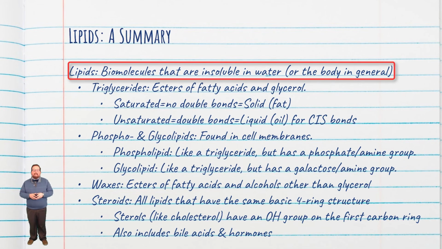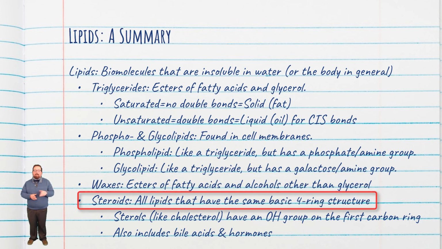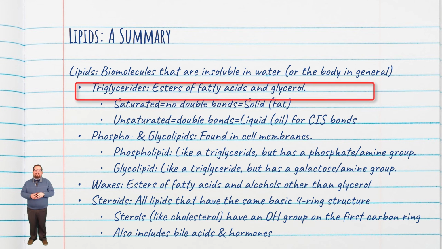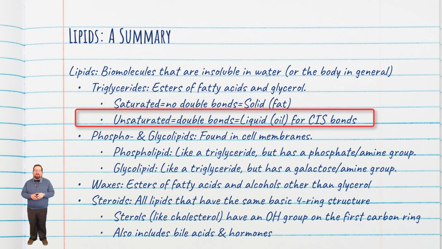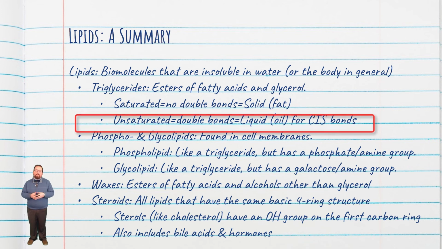So, to sum it all up, lipids are all of the biomolecules that are not soluble in water. These include triglycerides, phospho and glycolipids, waxes, and steroids. Triglycerides are esters of fatty acids and glycerol. If they're saturated, they have no double bonds and exist as a solid. We call them fats. If they're unsaturated, they have double bonds, and if those double bonds are cis bonds, they exist as a liquid, and we call them oils.